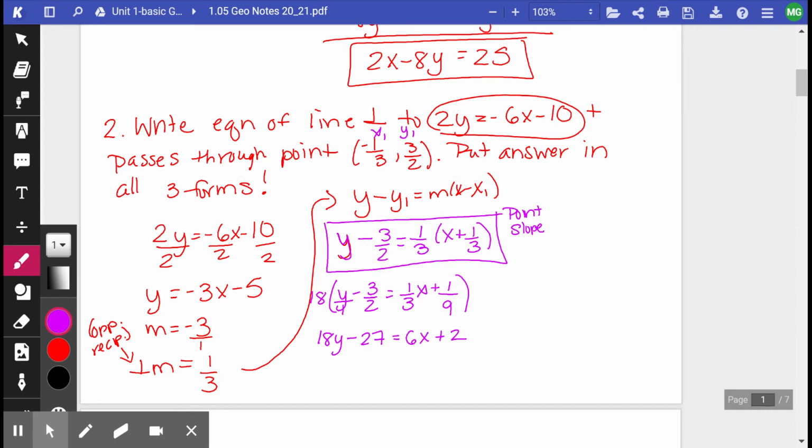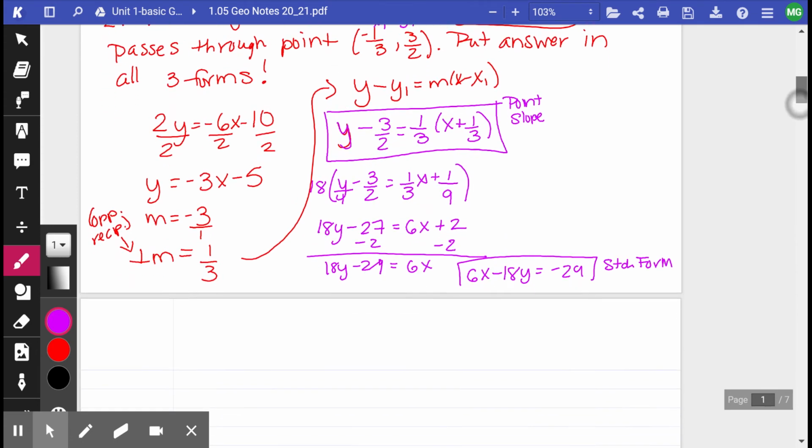Now, at this point, I would probably go to standard form next. So combine your like terms. So I'll subtract over the 2 here. And we get 18y minus 29 equals 6x. And then subtract over your 18y. So we'll get 6x minus 18y equals -29. And that's our standard form.